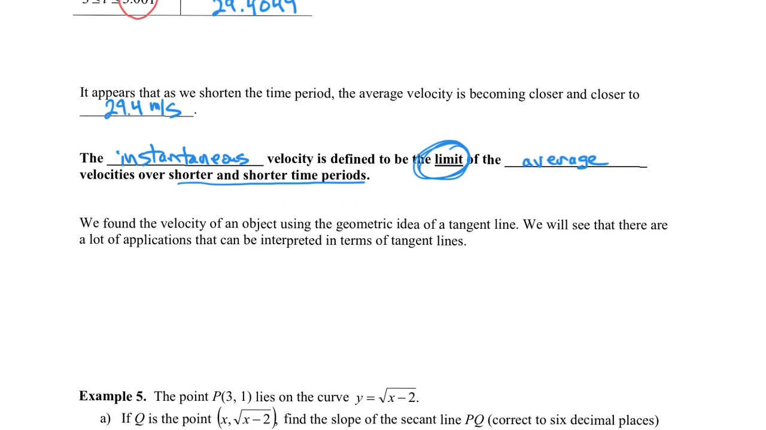And then it just mentions that we find the velocity of an object using the geometric idea of a tangent line. And we'll see that there are lots of applications that can be interpreted in terms of tangent lines. Even though a month from now we won't really think of these as tangent lines, they could all be interpreted in terms of tangent lines. So it's usually the way you approach it first. It's easy to get an intuition about what's happening when you think of a tangent line to a curve. Later on, we would not be thinking about tangent lines every time we take a derivative. We'll move away from that geometric interpretation when we get into other areas.